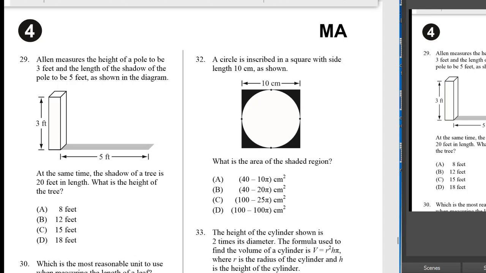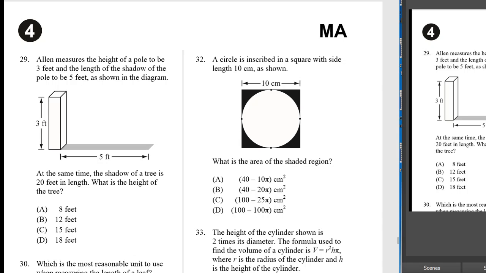Alan measures the height of a pole to be 3 feet and the length of the shadow of the pole to be 5 feet, as shown in the diagram. At the same time, the length of the shadow of a tree is 20 feet. What is the height of the tree? Okay, so just looking at it, this is going to be a similar figures or proportion problem, just as we suspected. It was either going to be that or Pythagorean theorem, so we ended up with a proportion or similar figures problem.